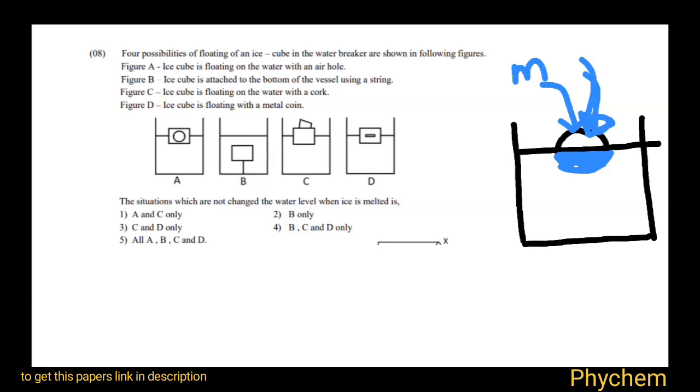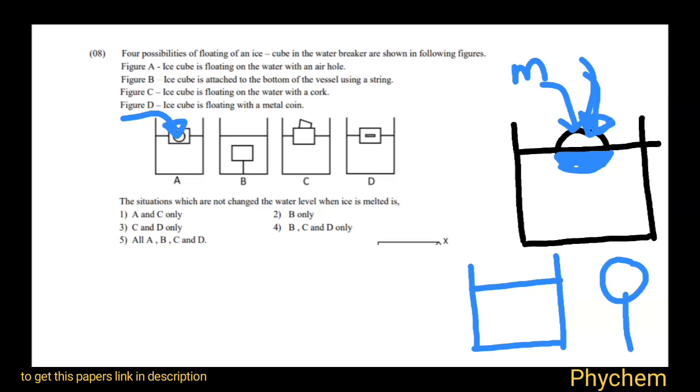initially A is floating because it has a certain mass. Usually when you put an ice cube in water, it floats over the water because the density of the ice cube is lower than the density of water because of the lattice. The lattice of the ice cube, you may study it in your chemistry. So the lattice creates the ice cube and the density is low compared with water. So you know that. But for this question A, they are asking about the situation in which the water level does not change when it is melted.